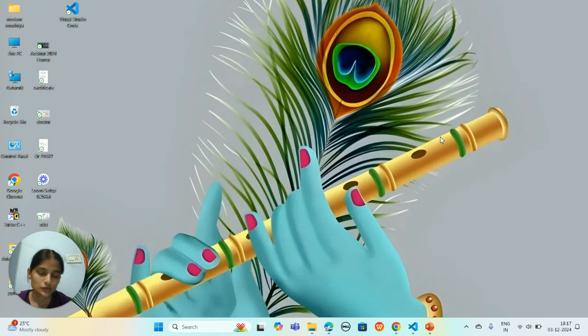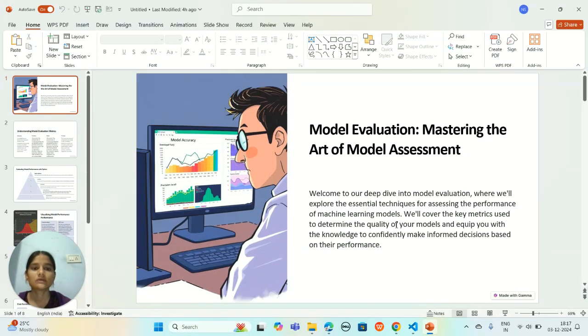Today's topic is model evaluation. We will go to the PPT. Model evaluation: mastering the art of model assessment. We will explore the essential techniques for assessing the performance of machine learning models. We will cover the key metrics that determine the quality of your model, equipping you with the knowledge for confidently making informed decisions based on the performance.